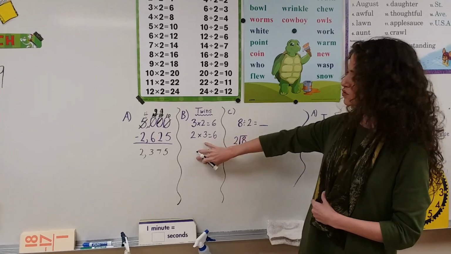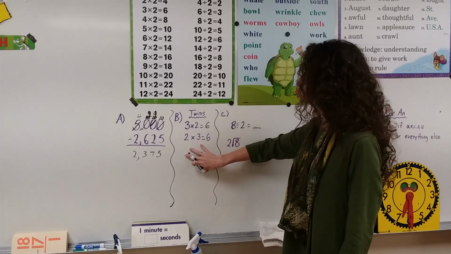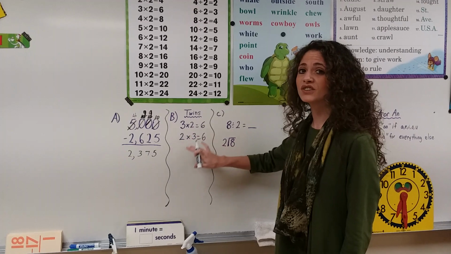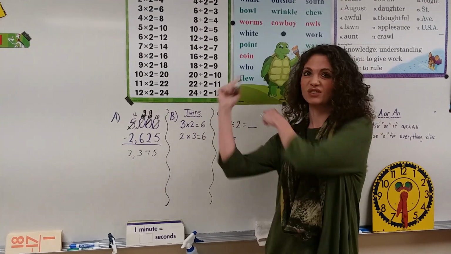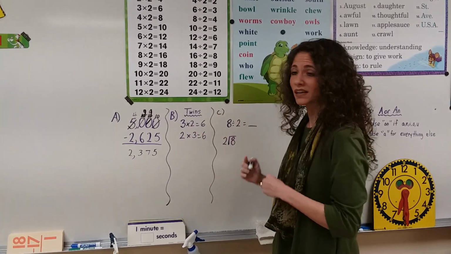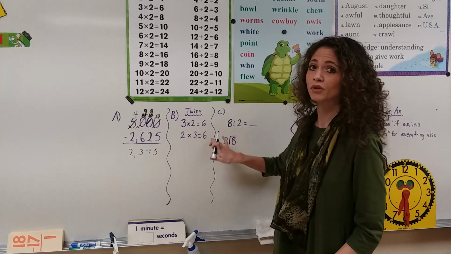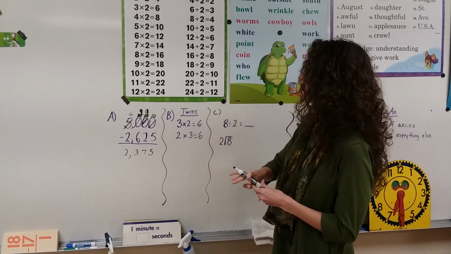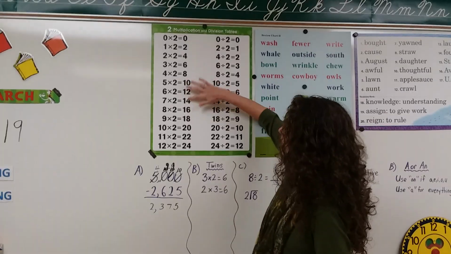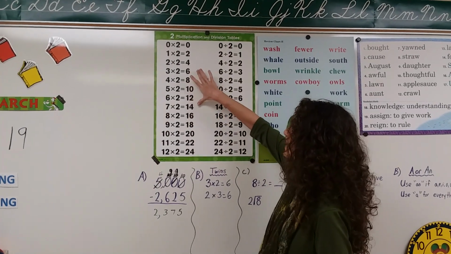Now, let's move over here. A quick review. You will be working with multiplication twins today. Remember, all that means is your factors aren't the same, they're just flipped. That's the only difference. Your answer, the product, stays exactly the same. And you'll remember that from our chart up here as well. Everything you need is right there.